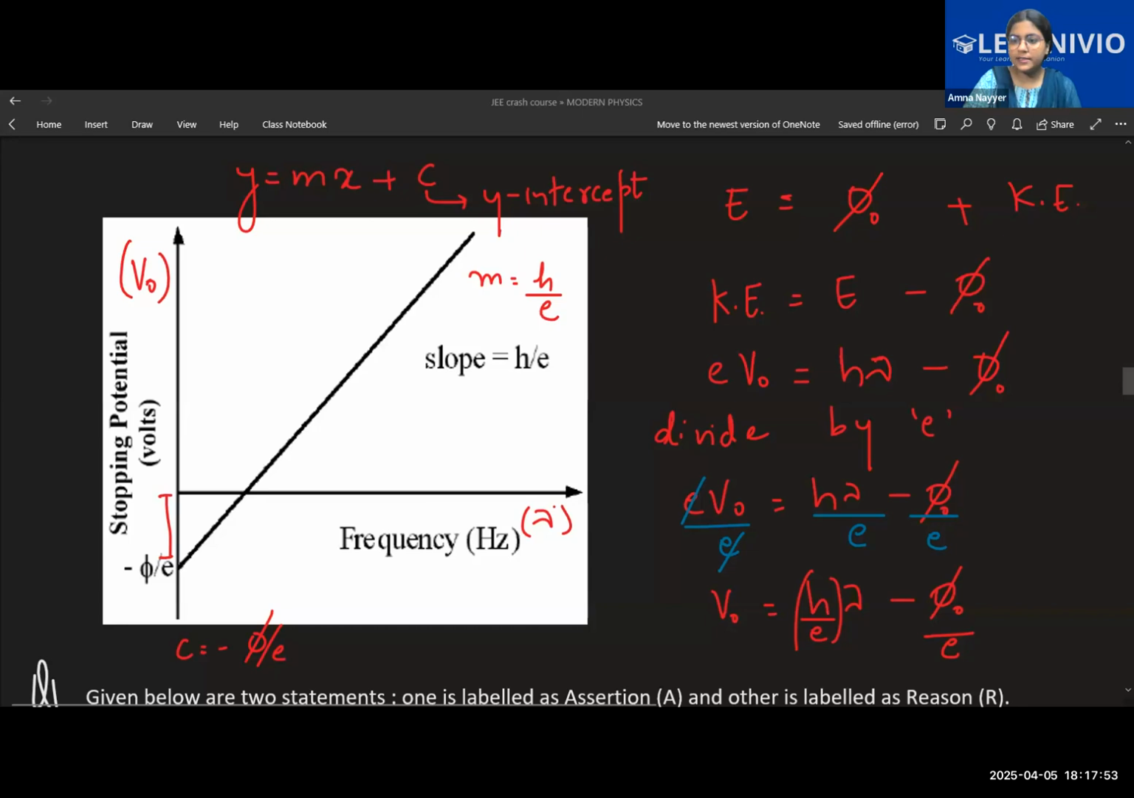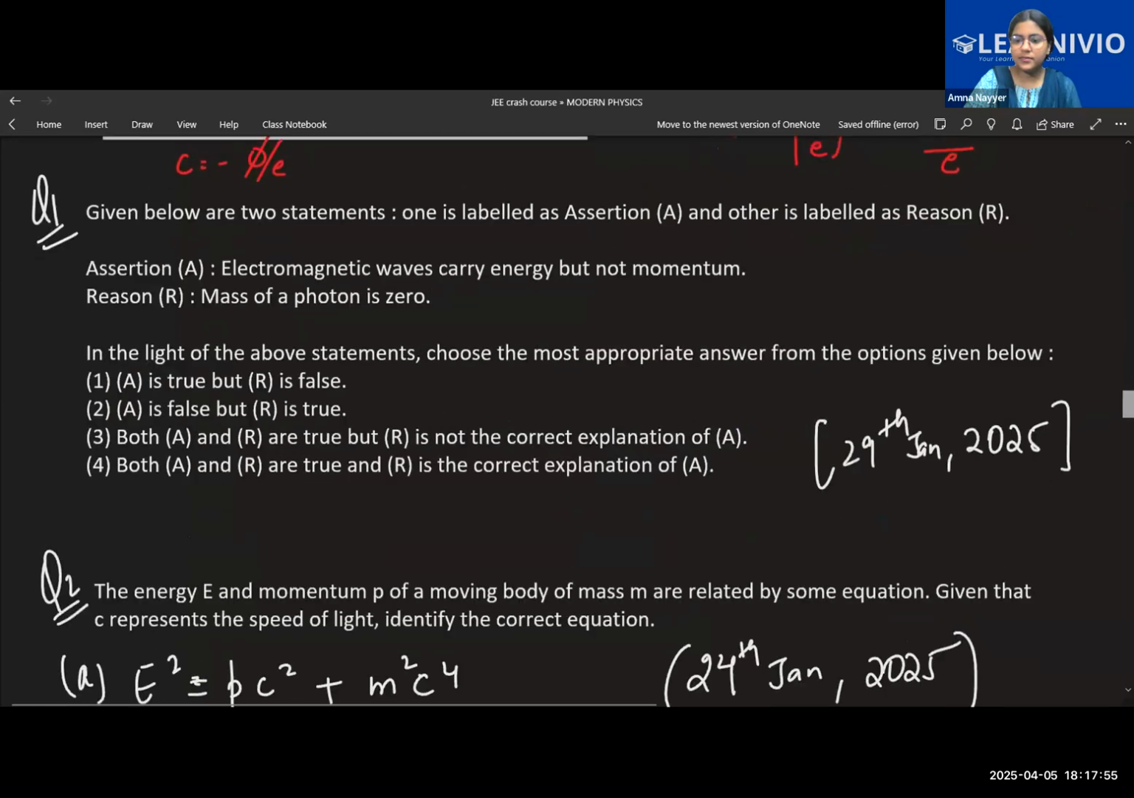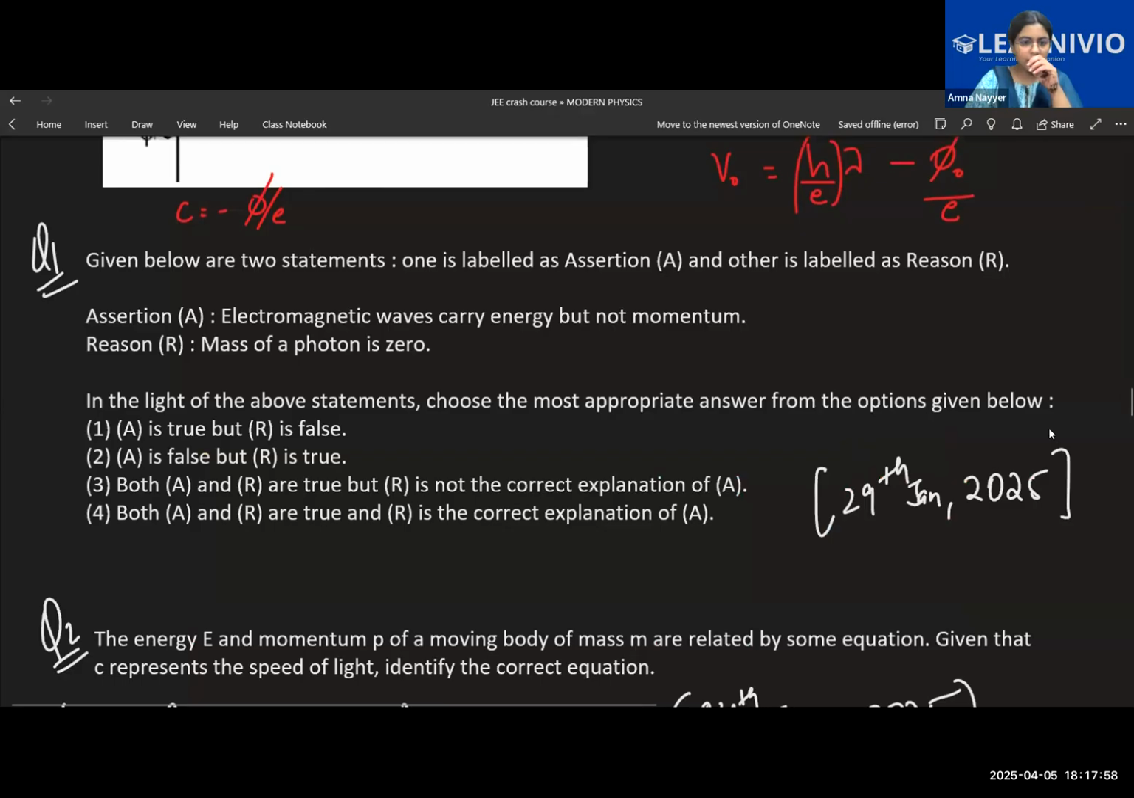Okay, let's see the first question. This is a question from 2025 only, 29th Jan. Given below are two statements, one labeled as assertion and the other as reason, so it is an assertion reasoning question. Now you are going to actively participate in this. Try to answer. Assertion says electromagnetic waves carry energy, but not momentum. Have we seen any equation where energy had a relationship with momentum? Is it true or false?